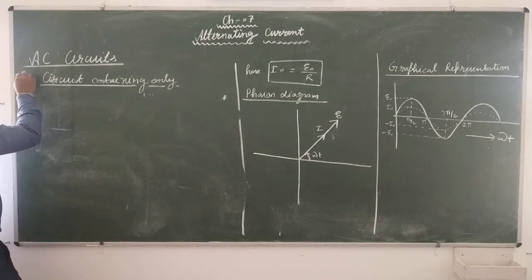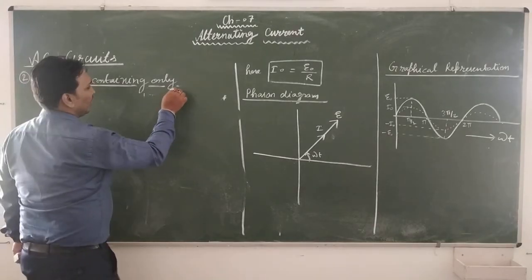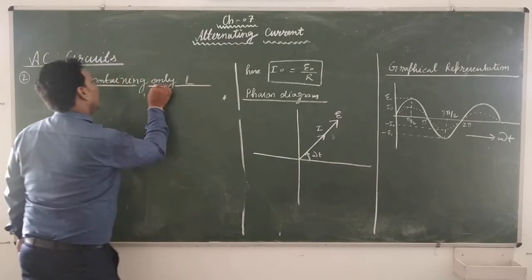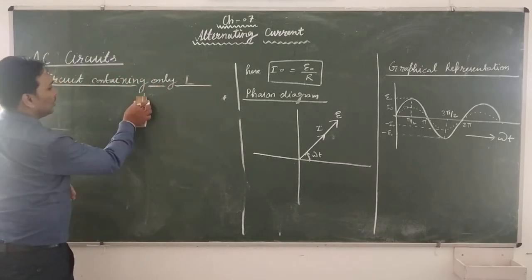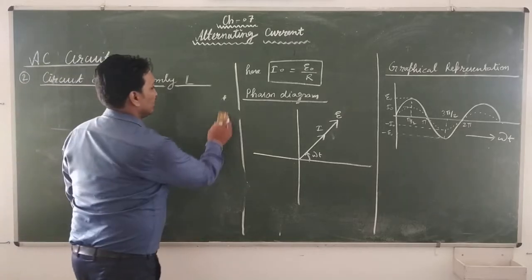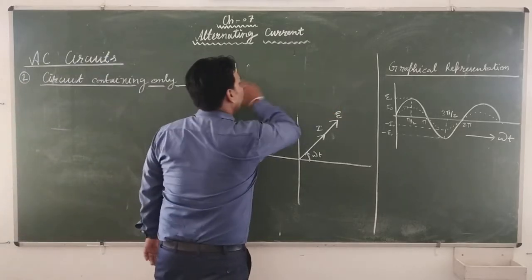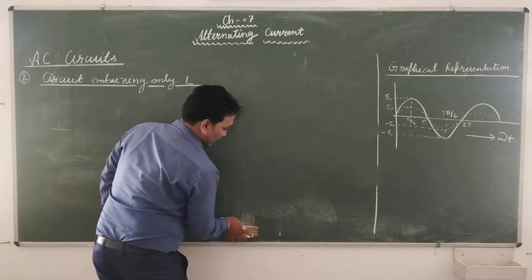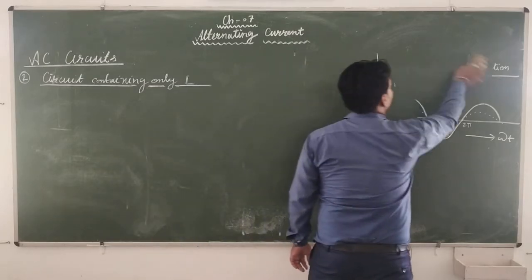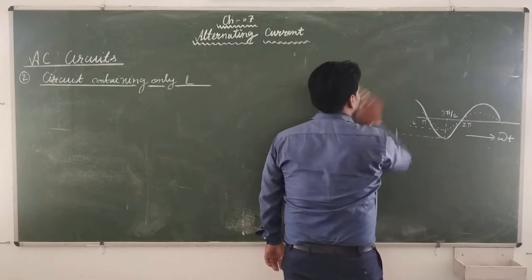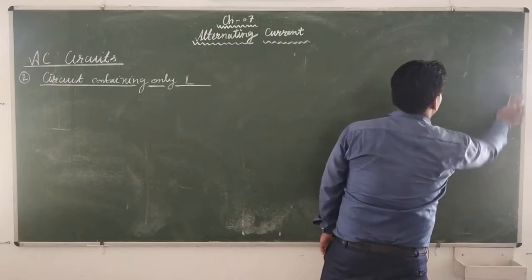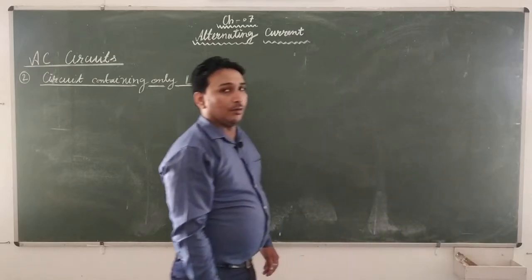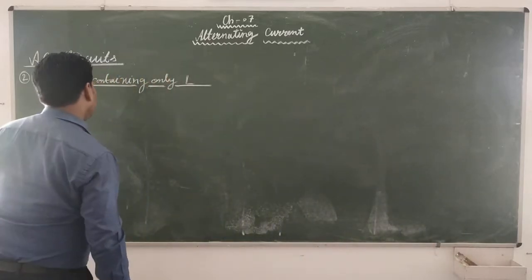Circuit number 2 is a circuit containing only L. Okay, circuit containing only L. L means what? L is inductor. Inductance basically. Here I am saying that this AC circuit will contain an inductor. All we know is that an inductor has a property of inducing EMF or inducing current.